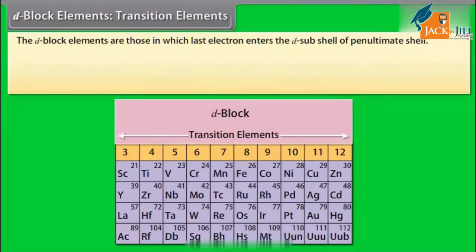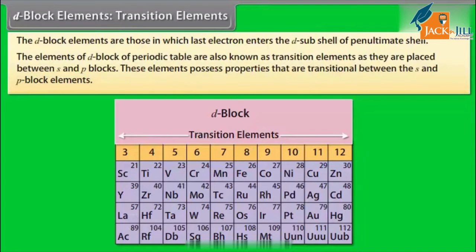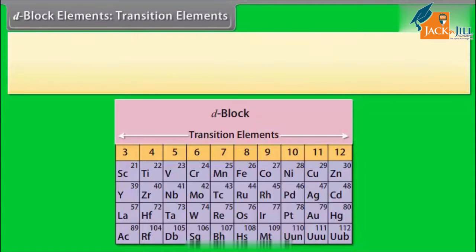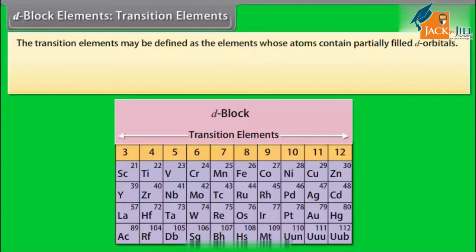D block elements, transition elements. The D block elements are those in which the last electron enters the d subshell of the penultimate shell. The elements of the d block of the periodic table are also known as transition elements as they are placed between s and p blocks. These elements possess properties that are transitional between the s and p block elements. The transition elements may be defined as the elements whose atoms contain partially filled d orbitals.